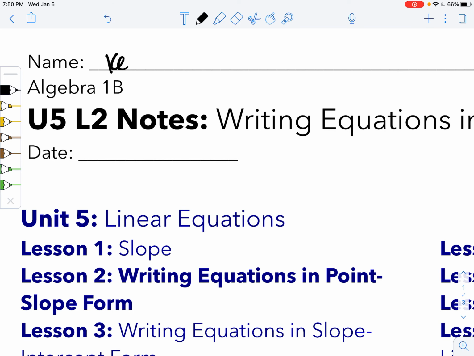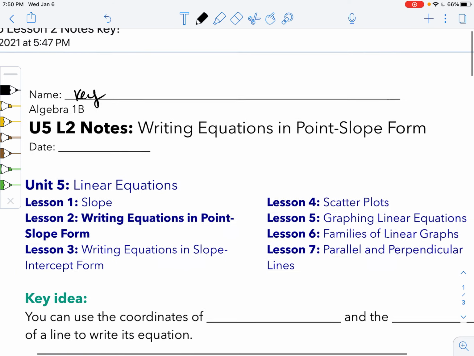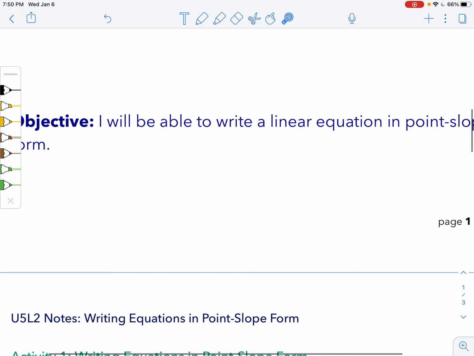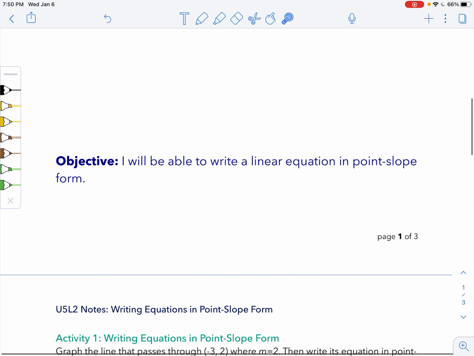Hey guys, welcome to your Unit 5 Lesson 2 notes on writing equations in point-slope form. By the end of the day, you will be able to write a linear equation in point-slope form.